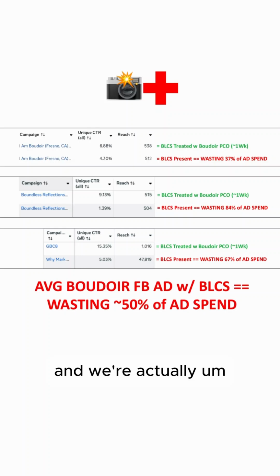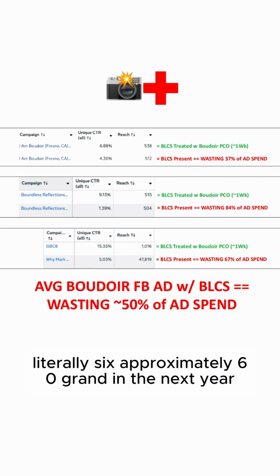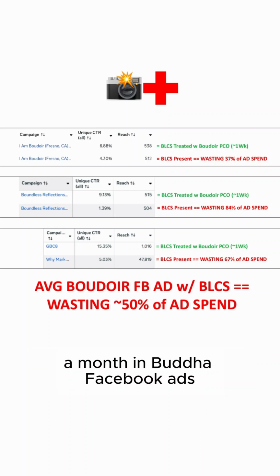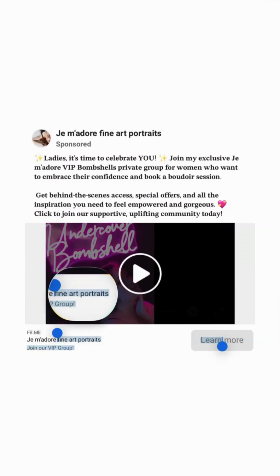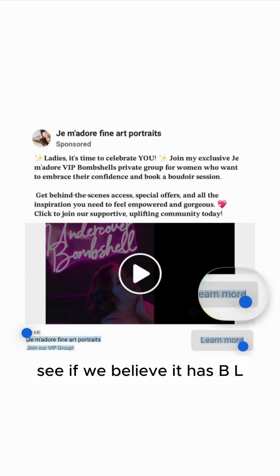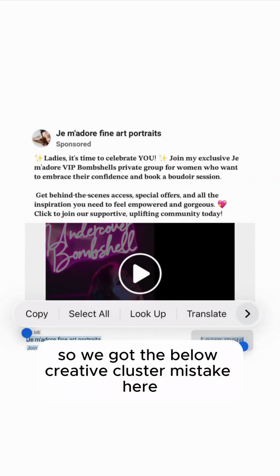And we can eliminate that and save them approximately 60 grand in the next year if they're spending at least 10 grand a month on Boudoir Facebook ads. So now we're going to diagnose this, see if we believe it has BLCS, Boudoir low click syndrome. So we've got the below creative cluster mistake here.